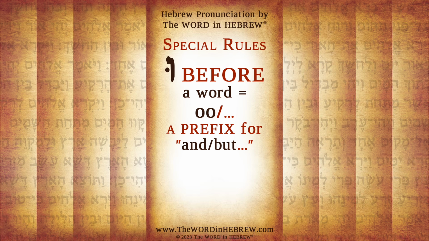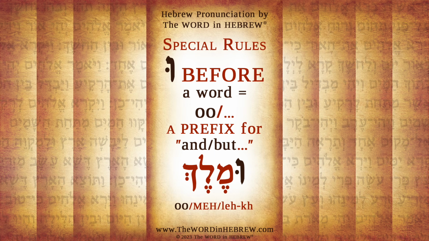When we have this vowel before a word, it is pronounced u and is also a prefix for and or but. Using the same example, we will read u me lech, umelech, and that also means and or but king.